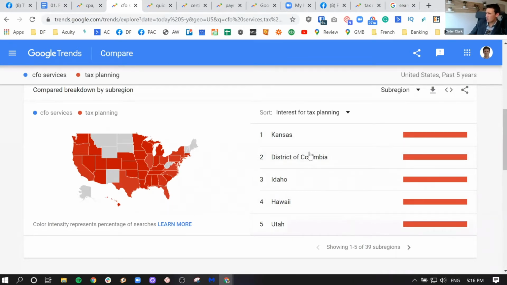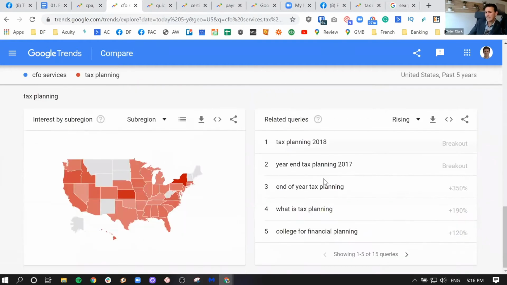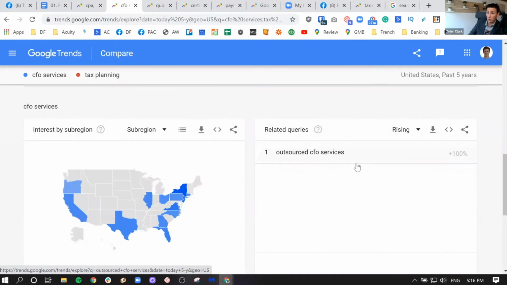Idaho, Hawaii, and Utah. If you were to ask me before I looked at this which are the states most interested in tax planning over the last 5 years, I don't think I would have said any of these 5. Maybe I would have said Utah, but I definitely wouldn't have said the other 4. And again, just some interesting food for thought. The key here is what's included in this. Outsourced CFO services is literally the only query, not hiring a CFO, not how to become a CFO. This is literally the states that have the most interest in outsourced CFO services.